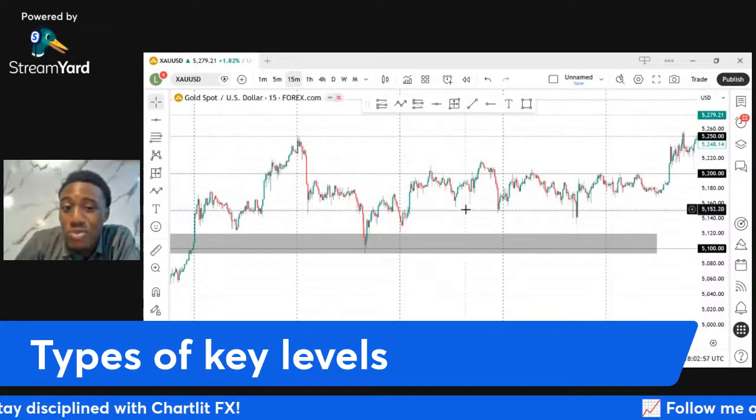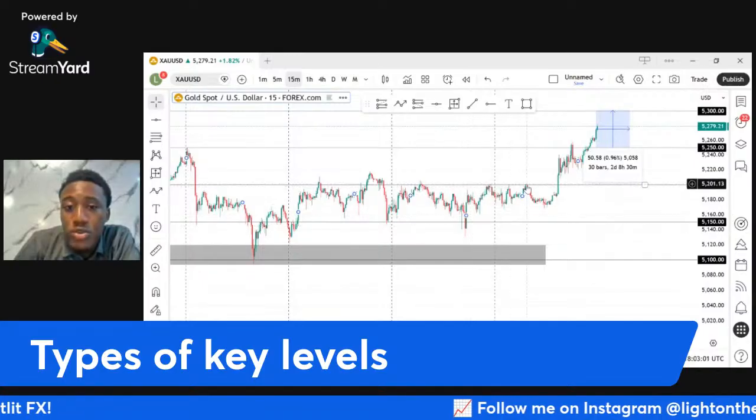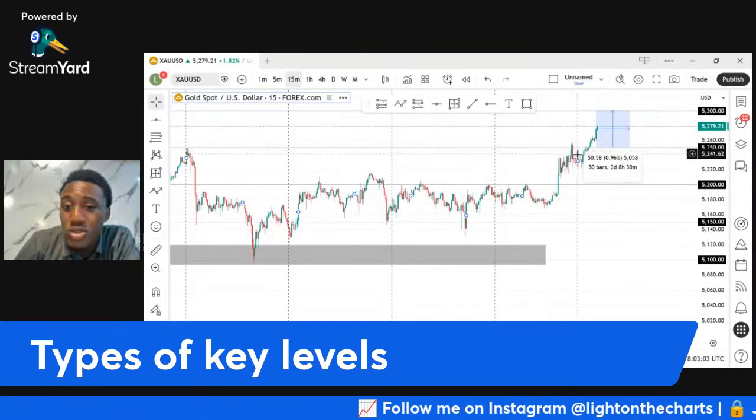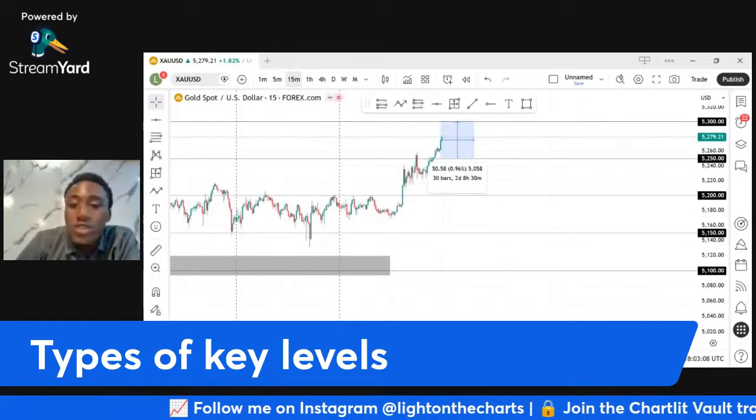So probably what it does is move from psychological level to psychological level. Reacted here, pushed up, came here, reacted, pushed up, reacted here, dropped a little, pushed up. So these are price moves. Pay attention to these levels, right?